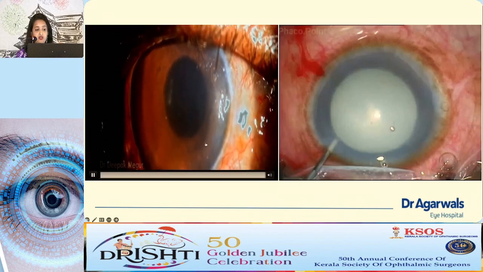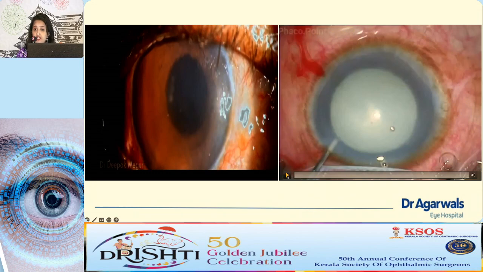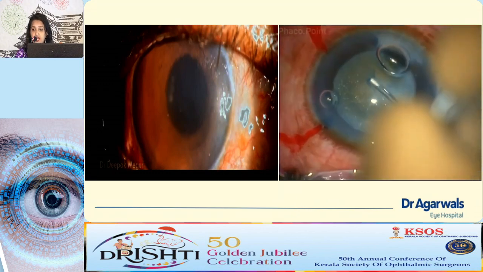So as you can see, the result is good. The cornea is edematous because of the raised IOP, which following a couple of months has cleared. In the hands of an expert, even phaco can work very well. But there are some very important challenges that are faced at the time of phaco.